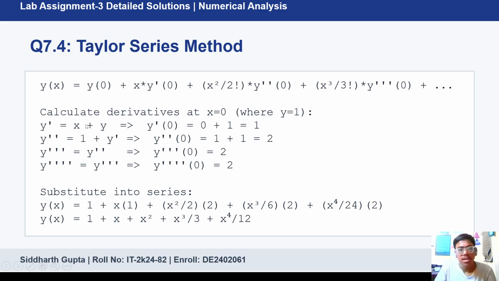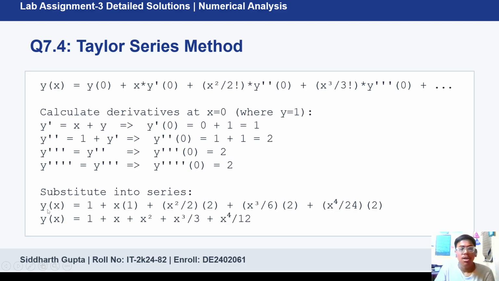What is y double dash? That is 1 plus y dash. Y dash is 1, so 1 plus 1. So y double dash of 0 will be 1 plus 1 is equal to 2. What is y triple dash? That is also 2. What is y fourth dash? That is also 2. So what we will do? Now we will substitute these values in this equation, and we will find the series.